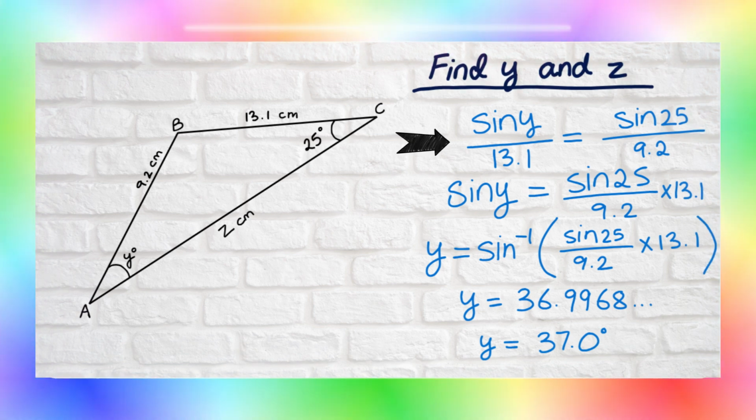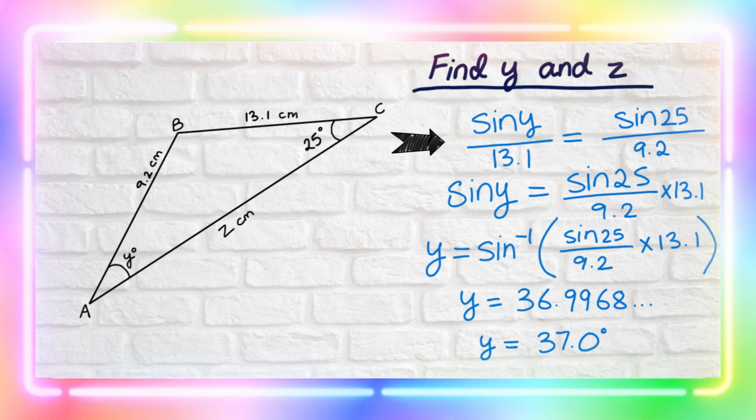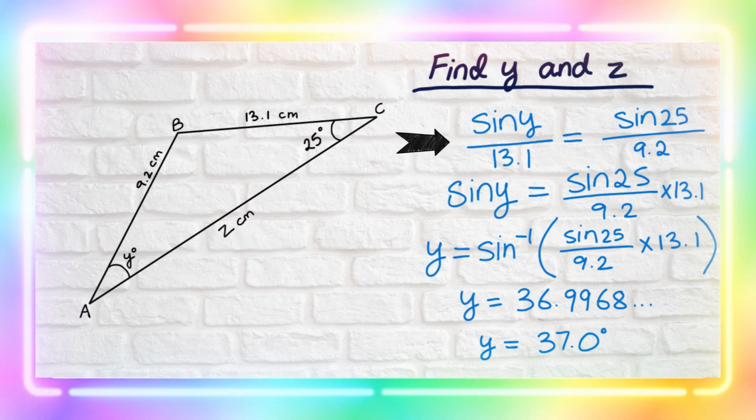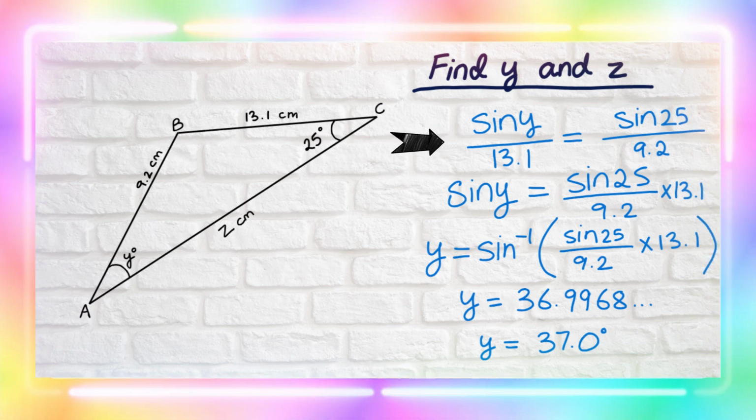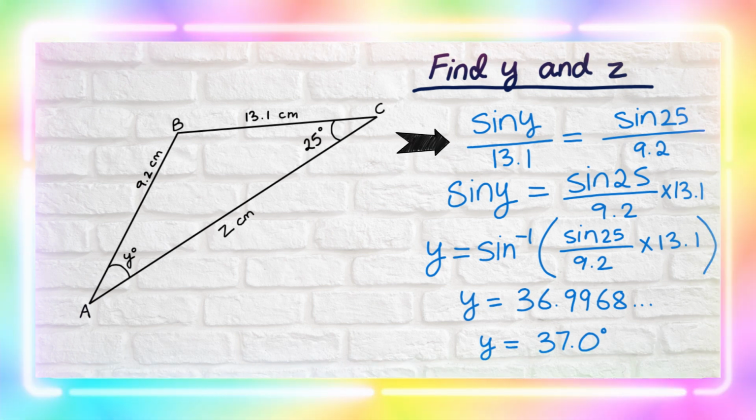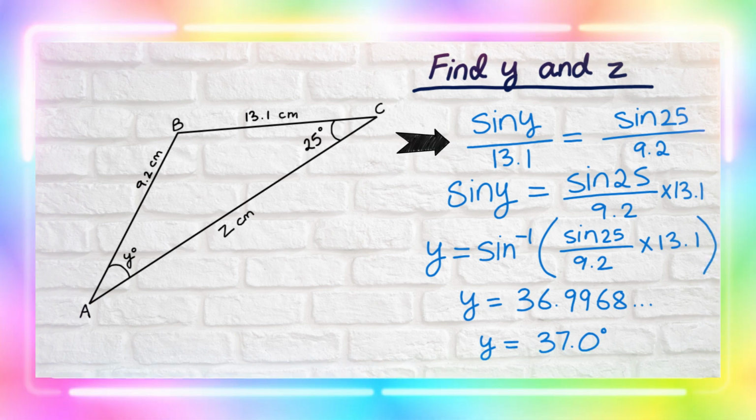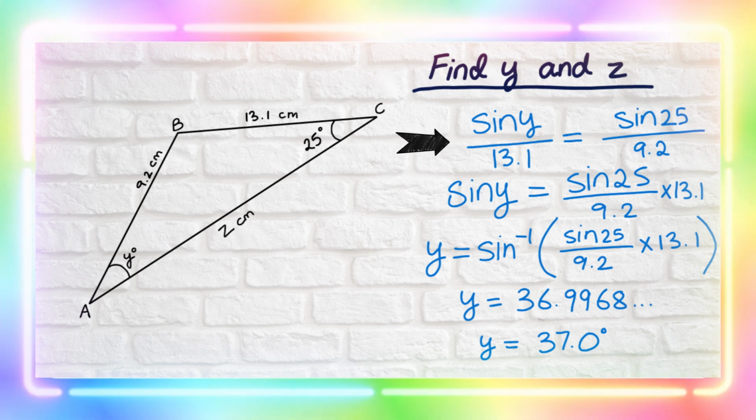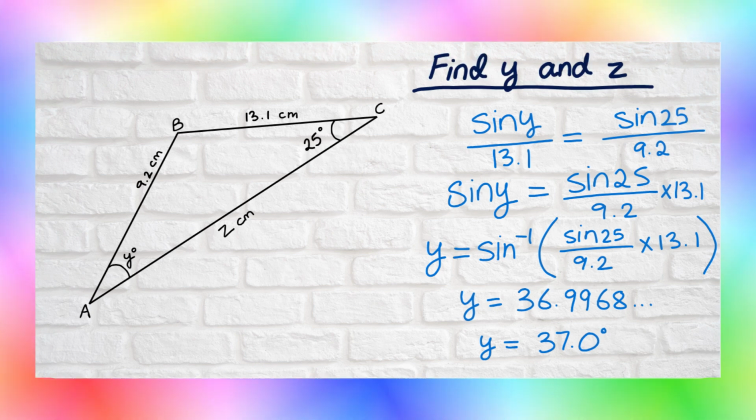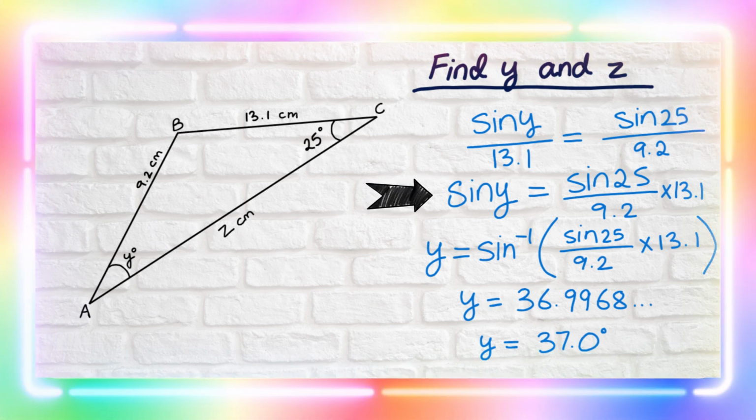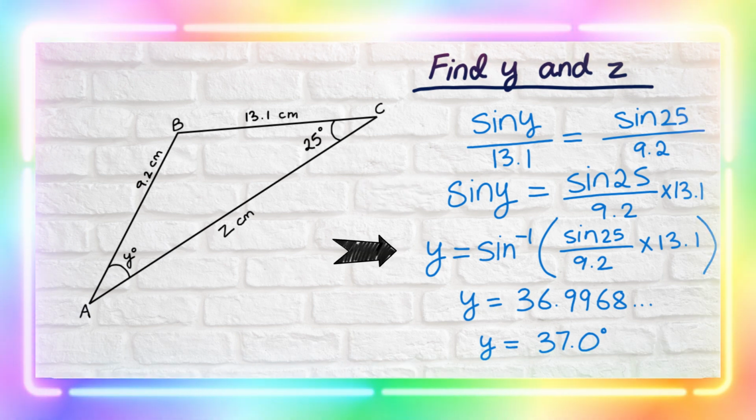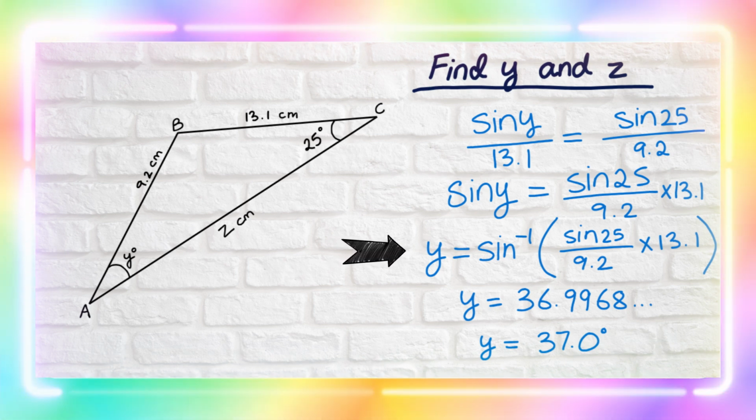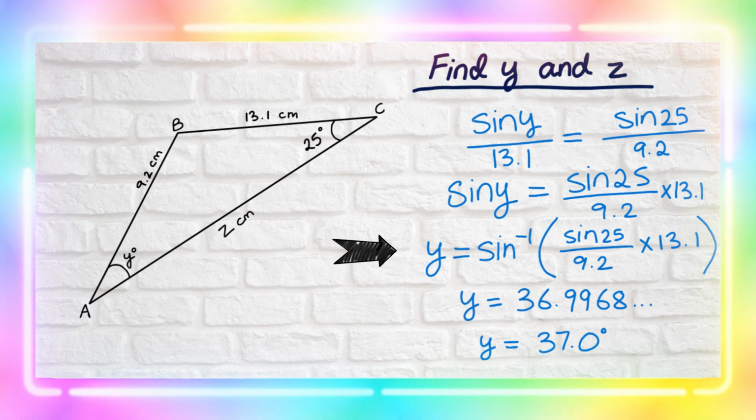So, using the rearranged formula version to find the angles, we substitute the values into the formula. Sine of y over the length of the side opposite to angle y, 13.1, equals sine of 25 over the length of the side opposite to the 25 degrees angle, which is 9.2. Then solve for y. Multiply both sides by 13.1. Then take sine inverse of everything on the right side of the equation. Now we input all that into our calculator and press equals.